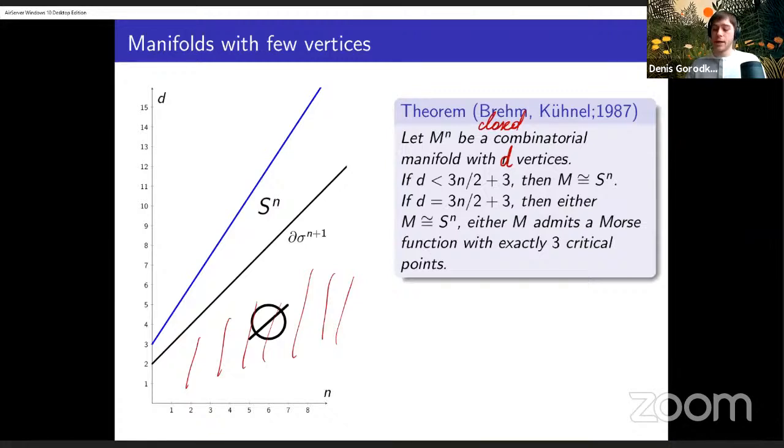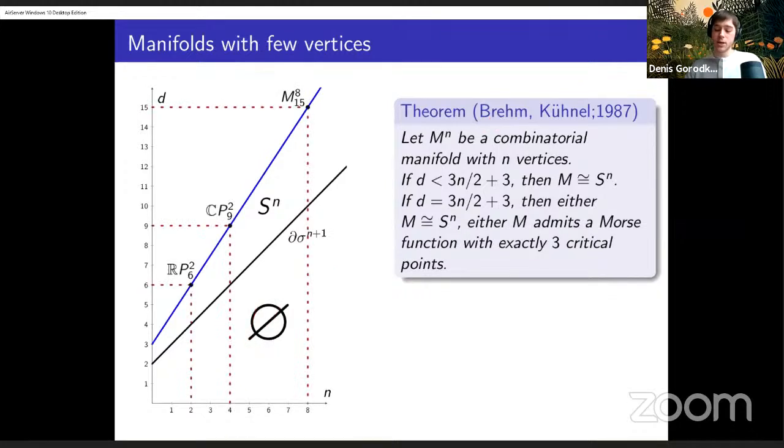non-spheres. In fact, on this line, the only non-spheres that could occur are manifolds that admit a Morse function with exactly 3 critical points. And such Morse functions exist only on manifolds of dimensions 0, 2, 4, 8, and 16. And the most classical examples are the projective planes.